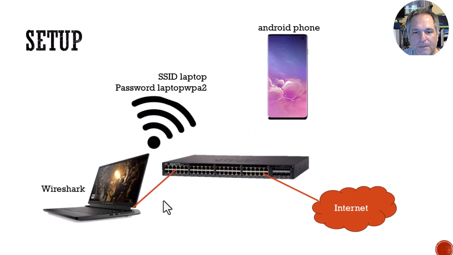The setup here is pretty simple. I got a laptop connected to a switch, goes off to the internet, and it's got Wi-Fi on the laptop as well. If you want to use it with a desktop, same deal. Just get a USB Wi-Fi adapter if it doesn't have Wi-Fi built into the desktop, and you do the exact same setup. And I'm using an Android phone to talk to the new SSID I just created through the laptop, through the switch, off to the internet.